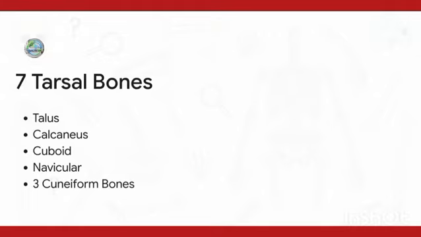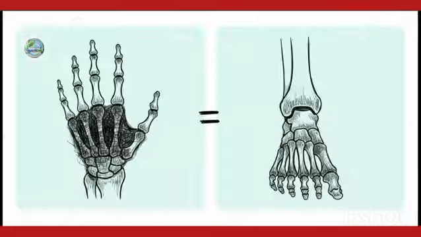Here's the full breakdown of those 7 tarsal bones. We have the calcaneus, the cuboid, the navicular, and the 3 cuneiform bones. But the superstar here, the one you absolutely need to highlight in your notes, is the talus. The talus is the specific bone that joins directly with the tibia and the fibula to form the true ankle joint. Distal to the tarsals are your metatarsals and then the phalanges, just like we saw up in the hand.